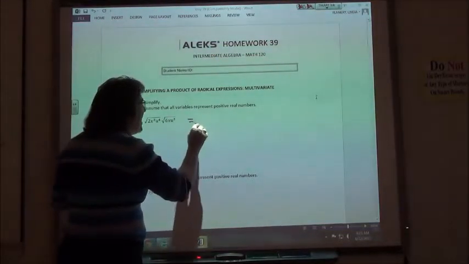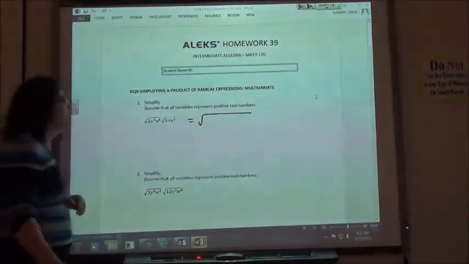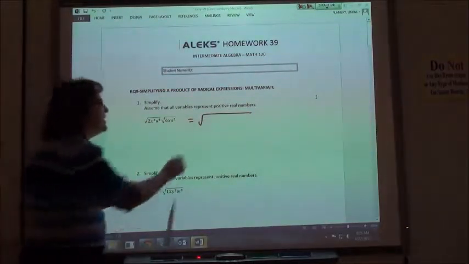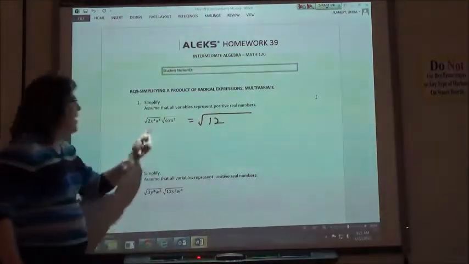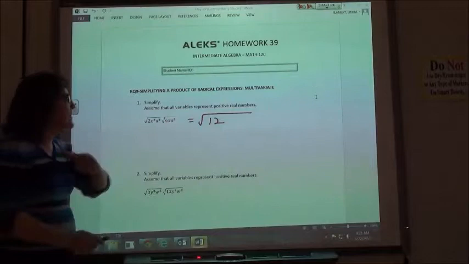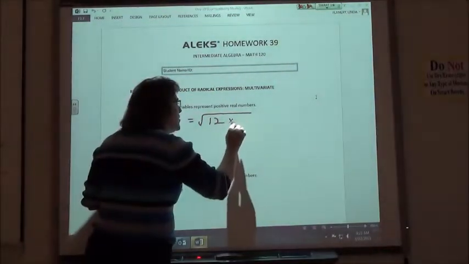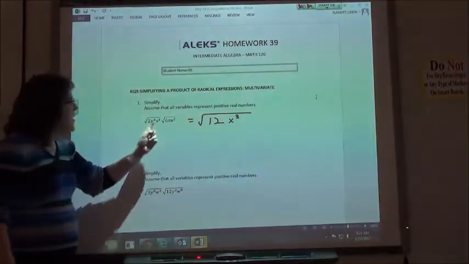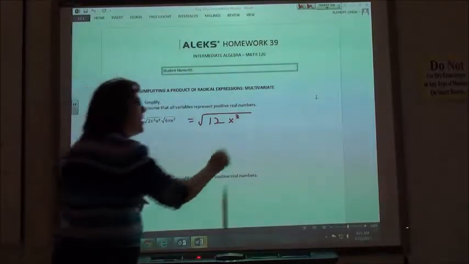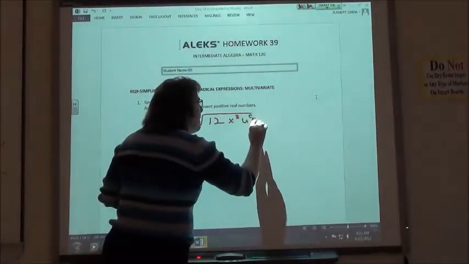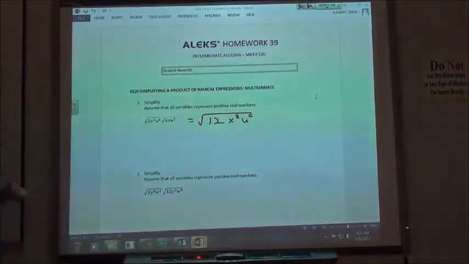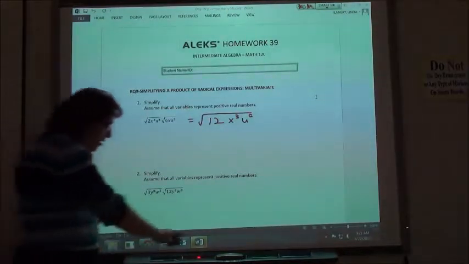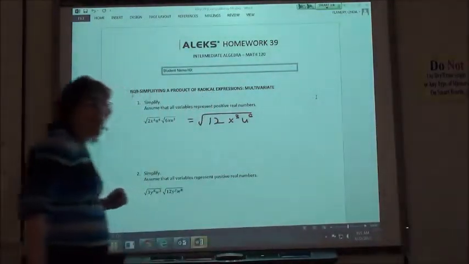So I'm going to go ahead and multiply what's under the square roots together. So 2 times 6 is 12. X squared times an x, I add my exponents, so x to the third. U to the fourth times a u squared, u to the 6th power. So now I want to simplify what I have there like we did on Monday's page.